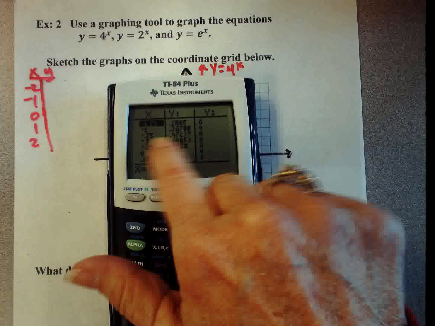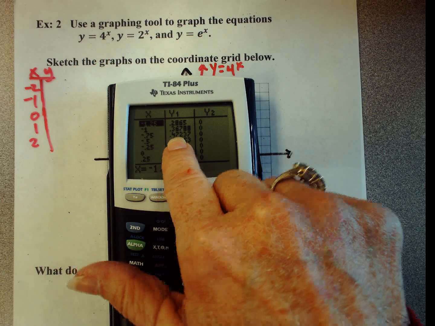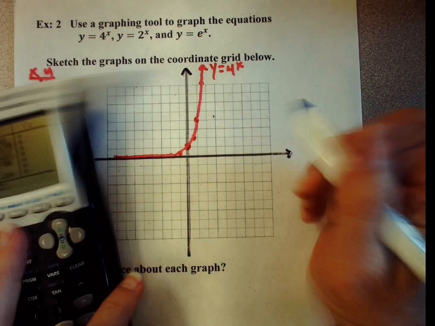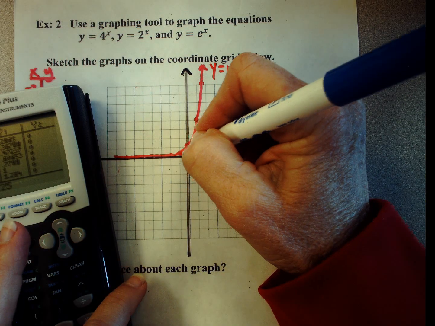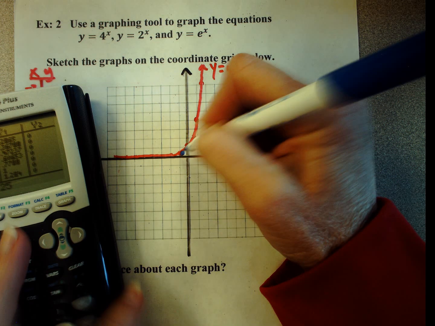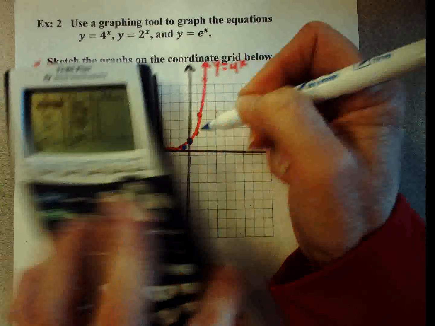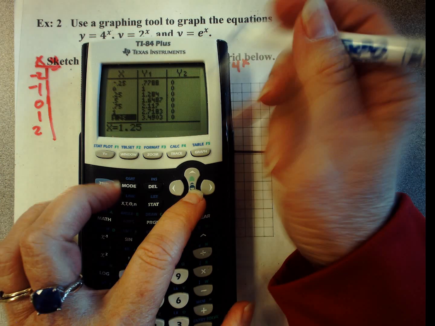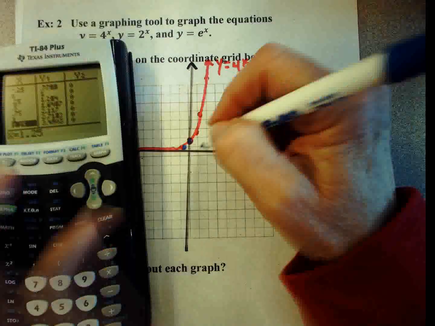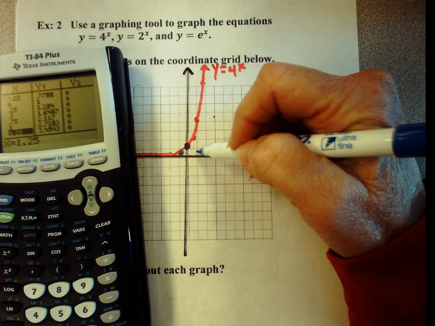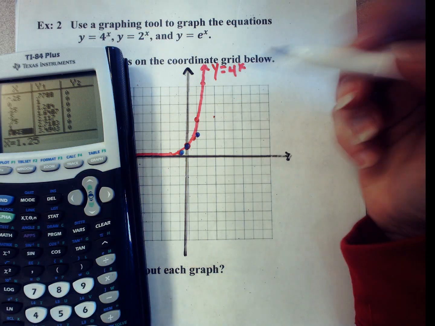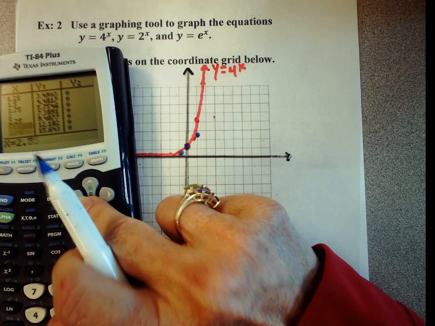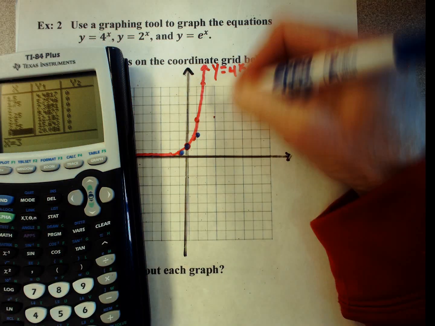Okay, so this is getting close to 0.5, negative 0.75 and 0.5 would be about right here. 0, 1 is definitely on there again. 1 is at like 2.7. So about right there. Now 3 is way up here at 20.